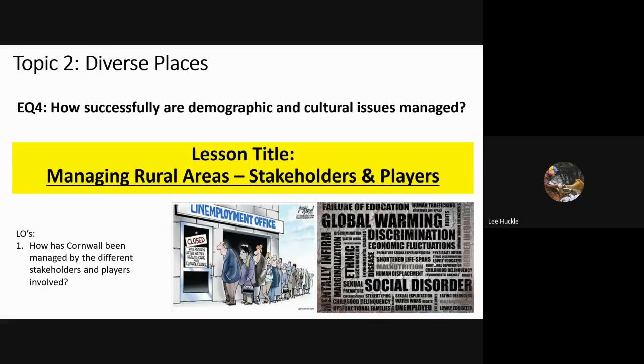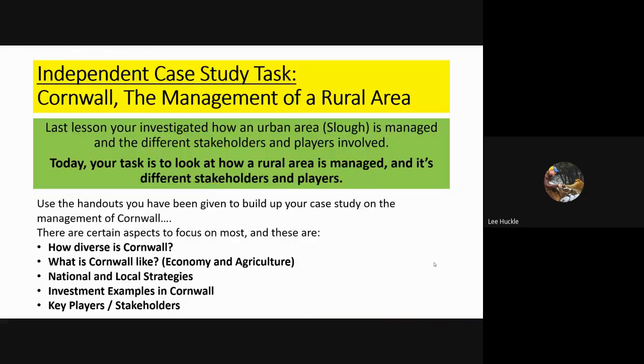So then exactly the same again, actually, managing rural areas this time though. Again, looking at the stakeholders and players involved in managing, and you'd have delved into Cornwall, which you looked at at the start of this unit as well. So you'd have looked at Cornwall, the management of a rural area, different places in Cornwall as well. You'd have been given a range of resources to use. So your task was to look at how a rural area is managed and its different stakeholders and players.